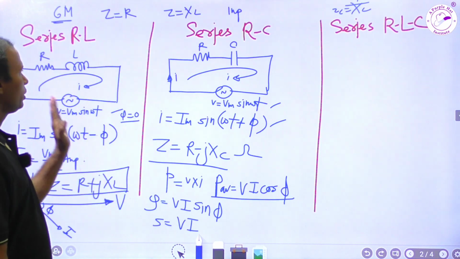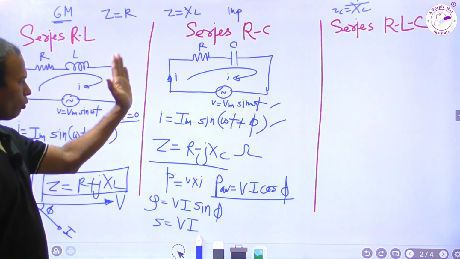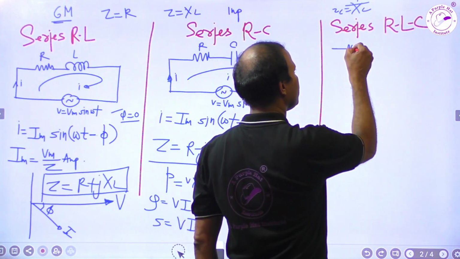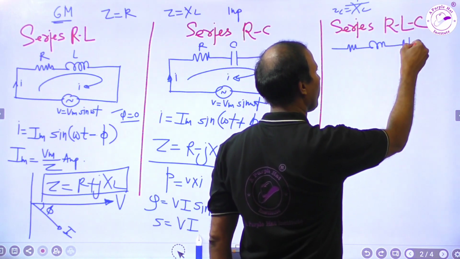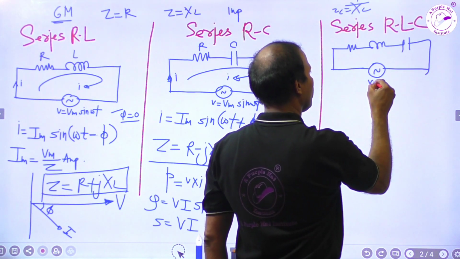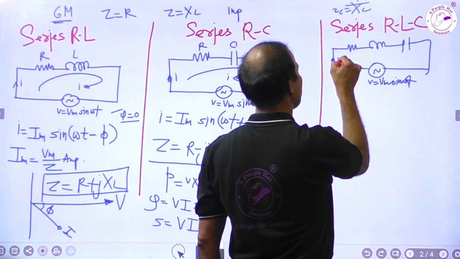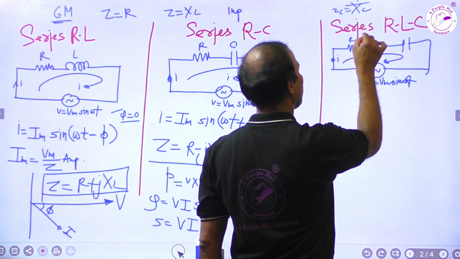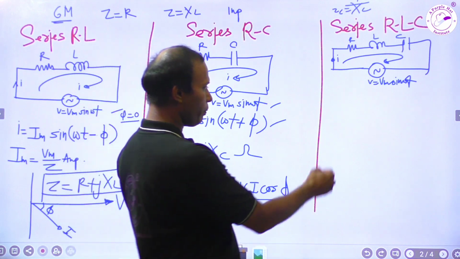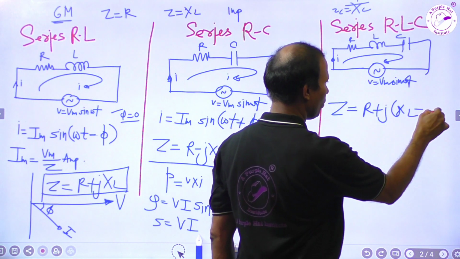Now friends, here is the turning point. In these two circuits, we have found voltage, current, impedance. In series circuits we have seen voltage, current, impedance, power. Now RLC, when the circuit has resistance plus inductance plus capacitance, see the magic now. This is V equal to Vm sin omega t, and current I is flowing through the R, L and C. Now impedance Z is equal to R plus j (XL minus XC).